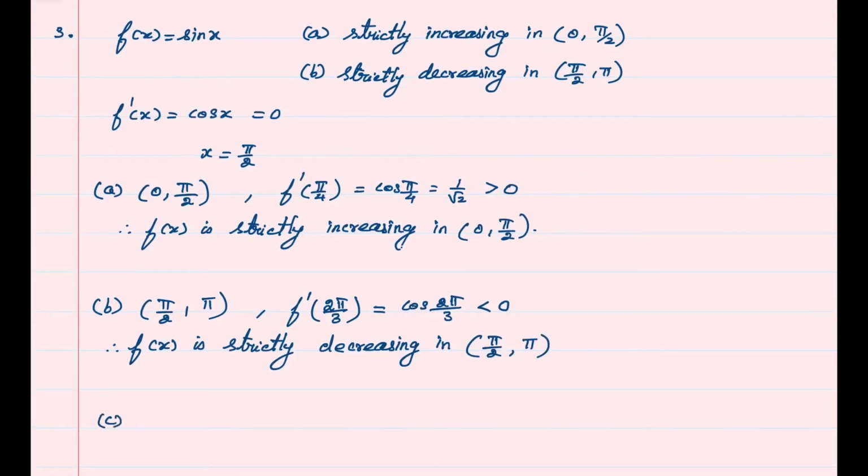C subdivision. We have to prove that f of x is neither increasing nor decreasing in 0 to pi. In A subdivision, we have proved that in the open interval 0 to pi by 2, f of x is strictly increasing. And in B subdivision, we have proved that in the open interval pi by 2 to pi, f of x is strictly decreasing. So if we consider the interval 0 to pi, that is combining the two intervals, we can say that f of x is neither increasing nor decreasing.